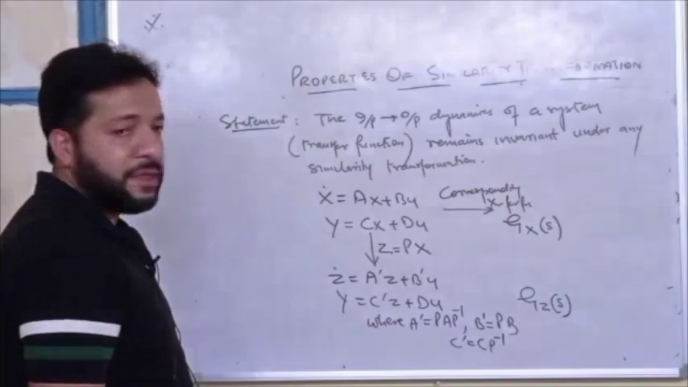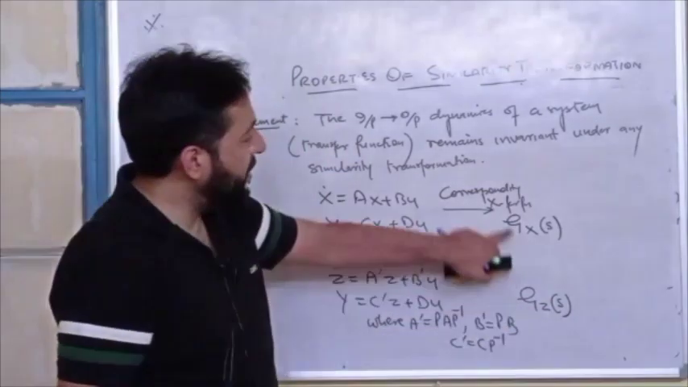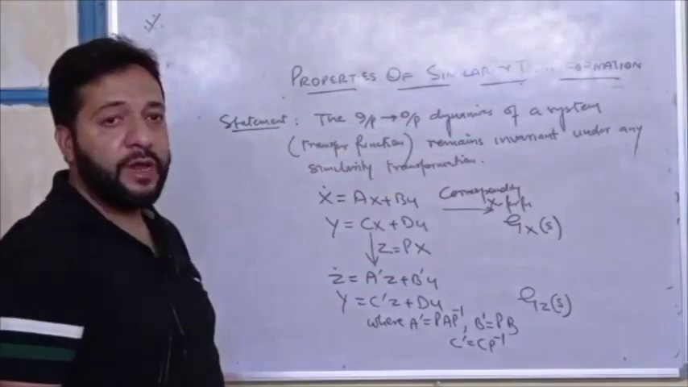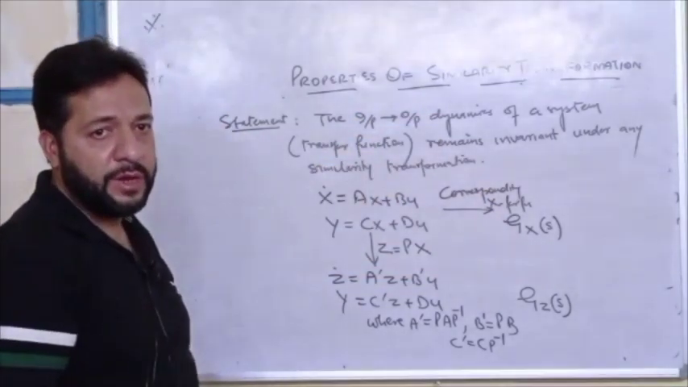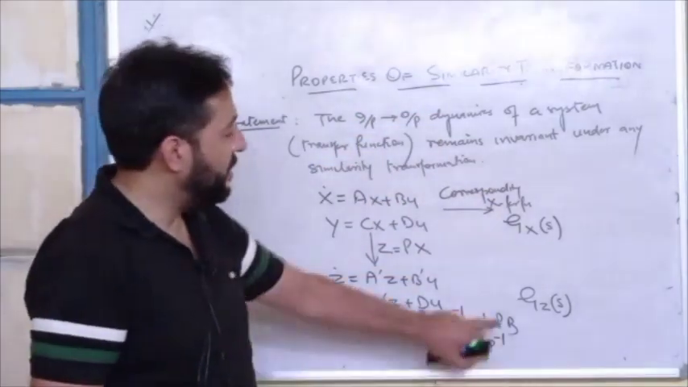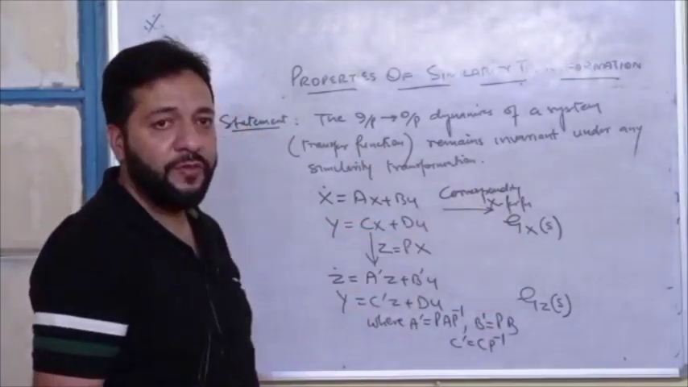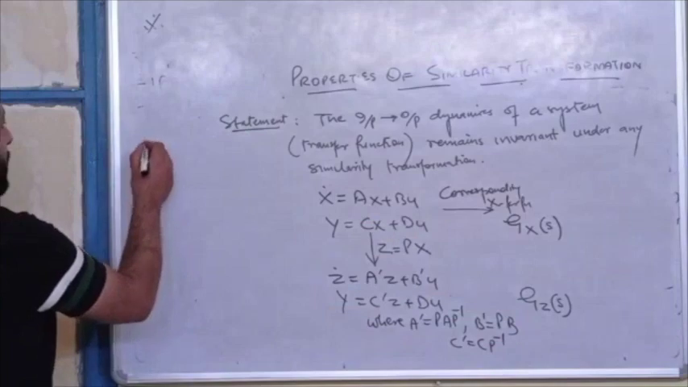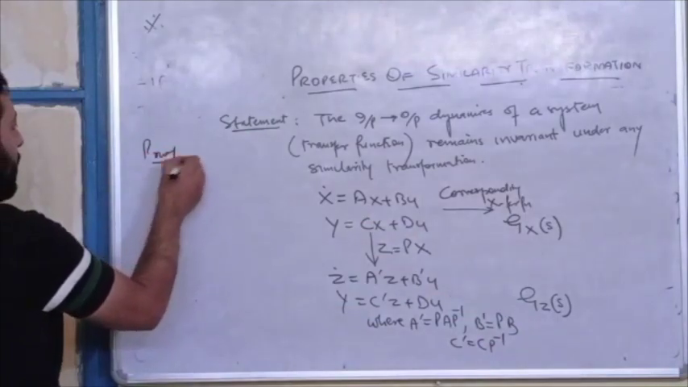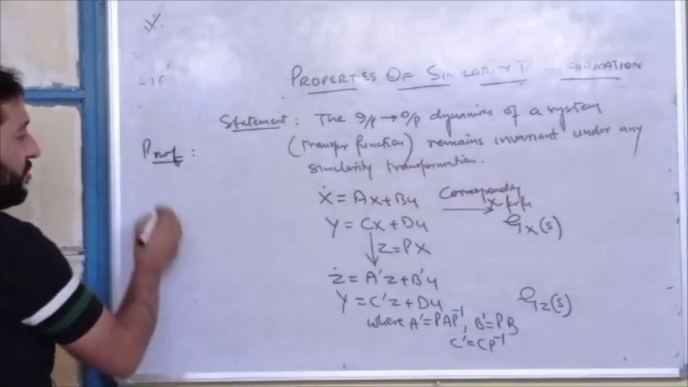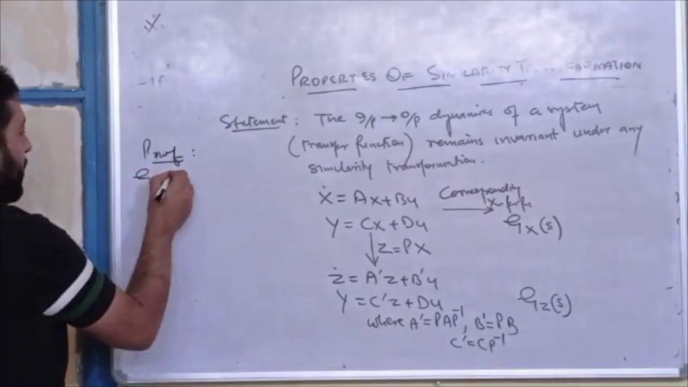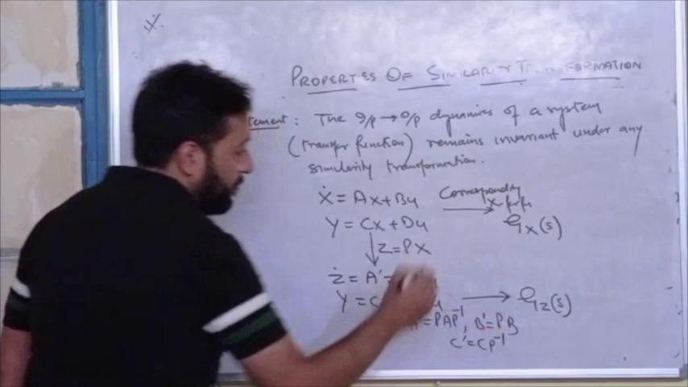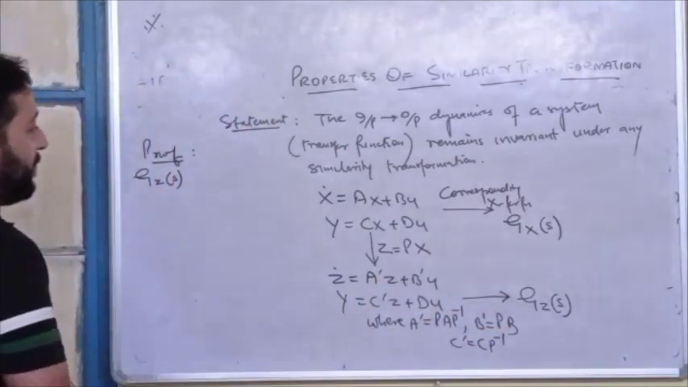So, I am making the statement that G z of s is equal to G x of s. वही मैं कह रहा हूँ ना? The input-output dynamics of a system remains invariant under similarity transformation. Now, we have to prove it, that G z of s is equal to G x of s. Do you get me? So, we'll prove it. We'll start with G z of s. G z of s is the corresponding transfer function of this model. What is G z of s equal to?